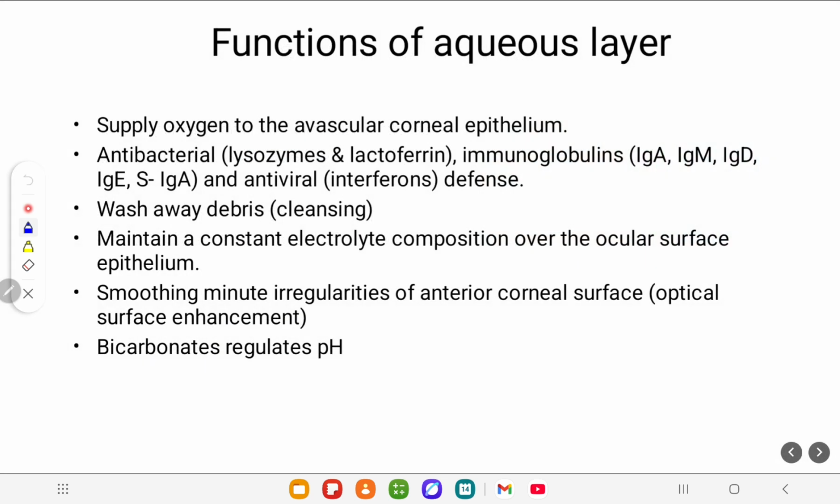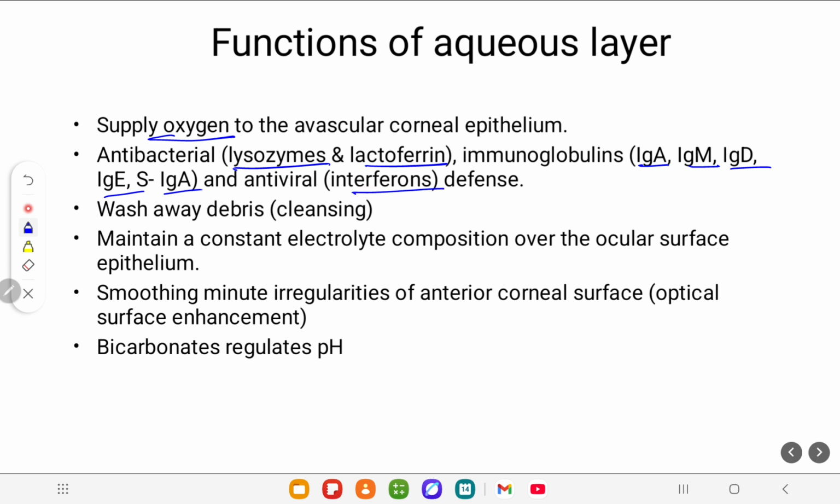And what are the functions of the aqueous layer? It supplies oxygen to the avascular corneal epithelium. Best thing, isn't it? It supplies oxygen means what? Atmospheric oxygen dissolves in the aqueous layer of the tear, and that dissolved oxygen is definitely supplied to the corneal epithelium. Then there is antimicrobial activity, basically lysozyme, lactoferrin, and immunoglobulins IgG, IgM, IgD, IgE, and IgA. Antiviral interferons are also there, which act as a defense mechanism.